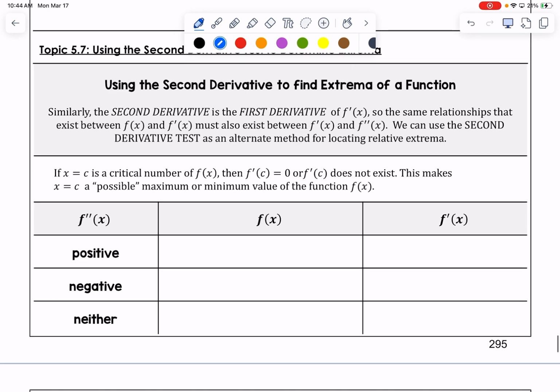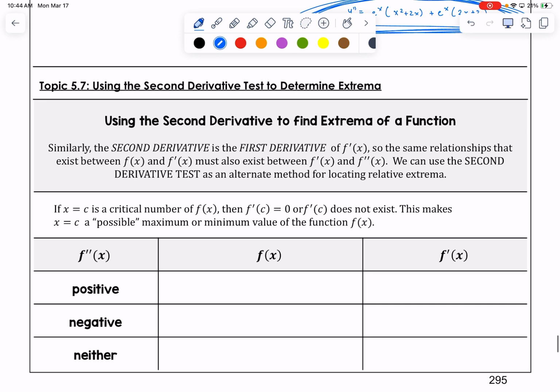Okay, last thing. Today, topic 5.7. This is actually pretty easy. If I don't get to finish it today, I'll make sure I go through an example tomorrow, but at least let me do this. Using the second derivative to find extrema for a function. Similarly, the second derivative is the first derivative of f prime, so the same relationship that exists between f and f prime must also exist between f prime and f double prime. That's what I've been making you write down.